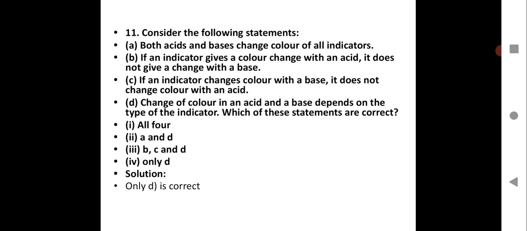So the correct answer is only D, because the change of color in an acid and a base depends on the type of the indicator which you are using. That's why only statement D is correct over here. I hope this MCQ is very clear with you all. Please do write in your notebook.